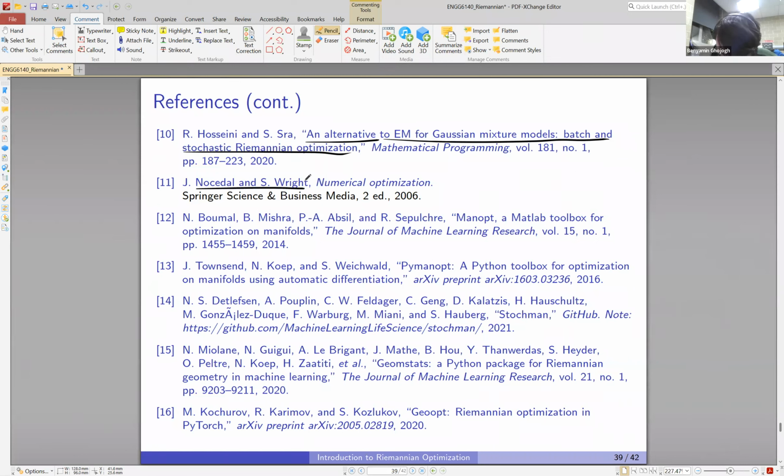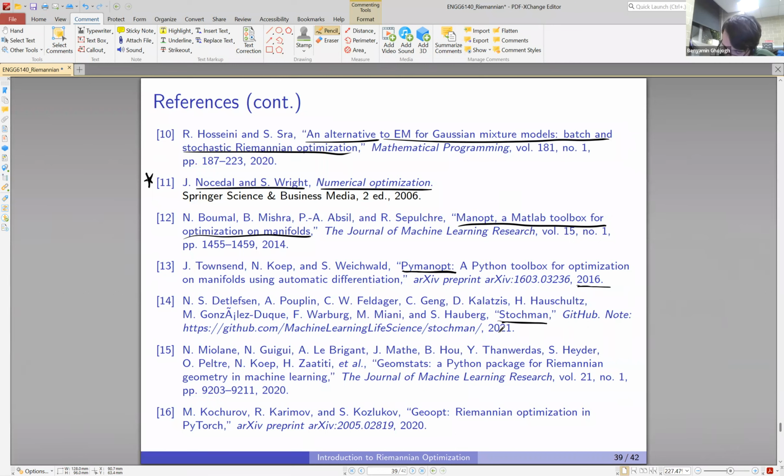This is the book of Nocedal and Wright, Numerical Optimization, a very important book in Euclidean optimization. Chapter 6 of this book talks about quasi-Newton methods, such as BFGS and LBFGS. This is the Manopt toolbox by Boumal, Absil, Sepulchre, these people, and Mishra. This is the PyManopt toolbox, the Python version of Manopt, in 2016.